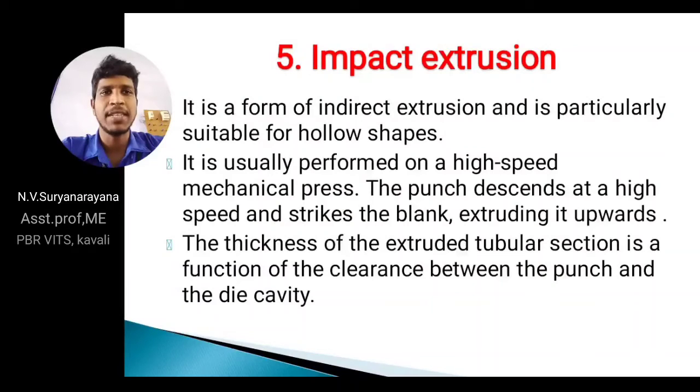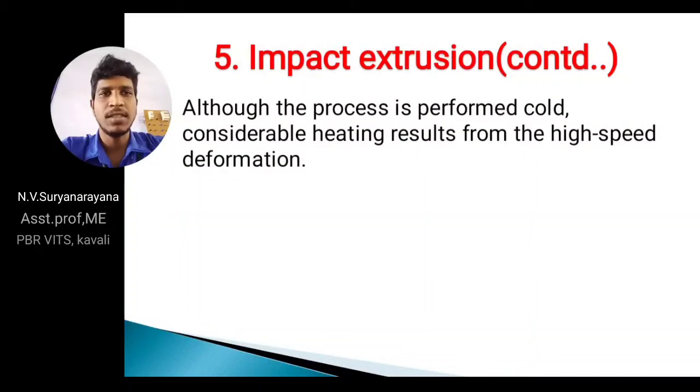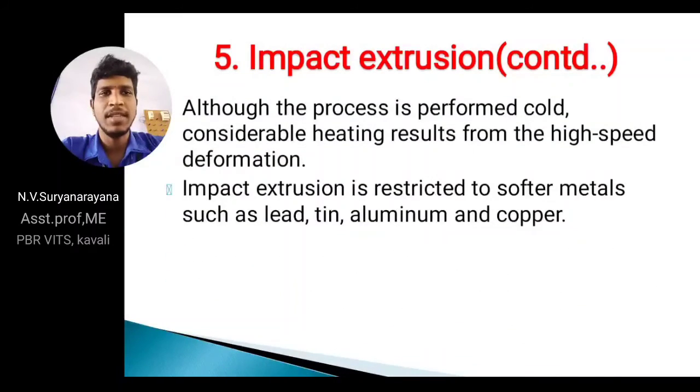And finally, impact extrusion. It is a form of indirect extrusion and is particularly suitable for hollow shapes, used for high speed mechanical presses. The punch descends at a high speed and strikes the blank, extruding it upwards. That process I will explain by using a diagram.